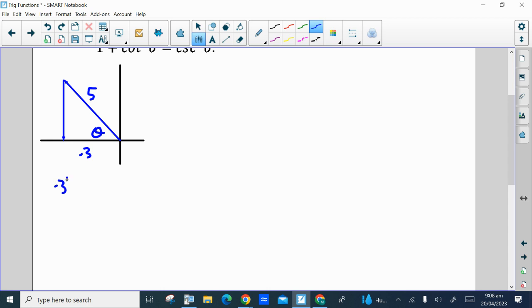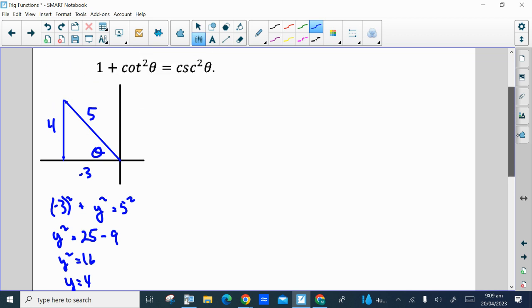So negative 3 squared plus, we'll say that third side, the missing one, we'll just label it as y for now, equals 5 squared. So y squared will be 5 squared, which is 25, take away negative 3 all squared, which is 9. So y squared will equal 16, therefore y equals 4. And that's a positive 4 because you're going upwards from the x-axis.